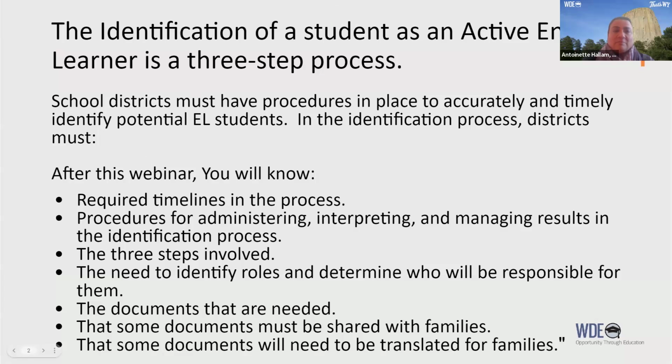regardless of whether districts receive Title funding or not. After this webinar, you will know required timelines in the process, procedures for administering, interpreting, and managing results in the identification process, the 3 steps involved, the need to identify roles and determine who will be responsible for them, the documents that are needed, and that some documents must be shared with families and will need to be translated.